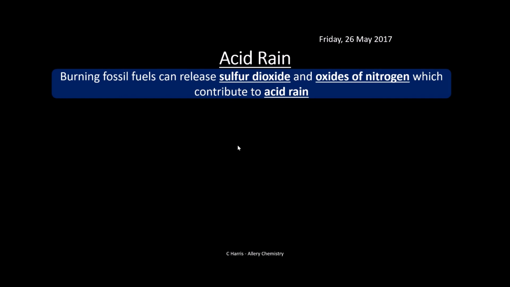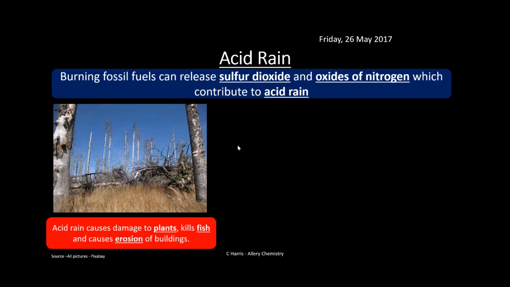Okay, acid rain. When we burn fossil fuels, we release sulfur dioxide and oxides of nitrogen as well, and these contribute to acid rain. Acid rain, no surprise, damages plants, kills fish and causes erosion to buildings, so it causes a lot of damage. You can see in the picture here a forest that's been damaged through extensive acid rain.